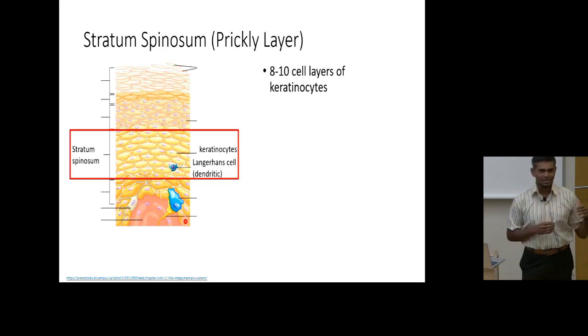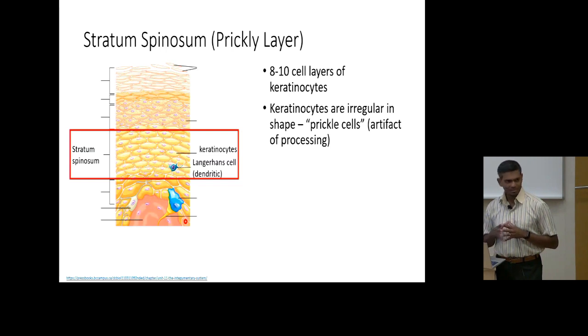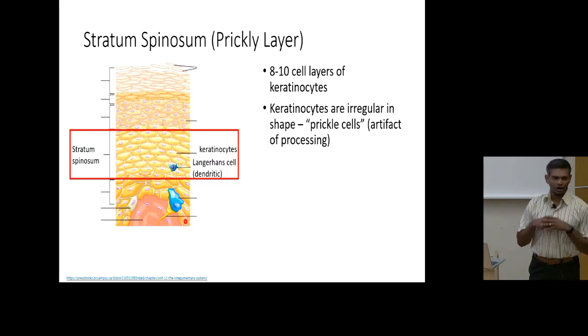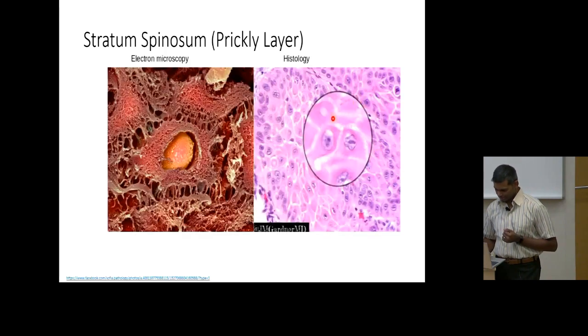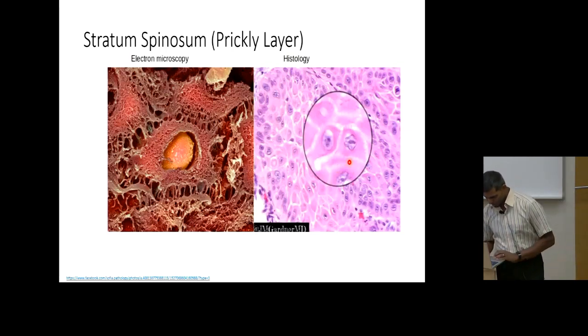So we have around 8 to 10 layers of keratinocytes, and you'll notice that these keratinocytes are irregular or polyhedral shaped. They have these spinous processes sticking out of them. But it was found that this spinous process is basically an artifact which is left behind after the histological slides have been prepared. If you take a closer look at these cells, you'll notice that in the gap between these two keratinocytes, there are these lines connecting the two, right? Those are the spinous processes.